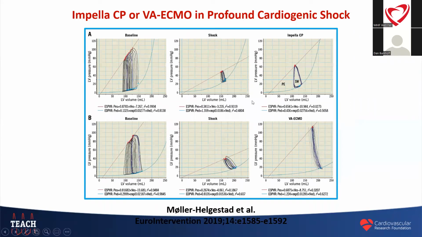This is the other arm of that animal study I showed you. The bottom was the ECMO that I showed you, and at the top now is the Impella arm. Again, on the left you see the normal loop, in the middle the shock state, and on the right is the Impella. Here you can see the loop changing to a triangle from these small upright rectangles. So now we have a triangular loop because of the physiology of continuous flow from the mechanical device.